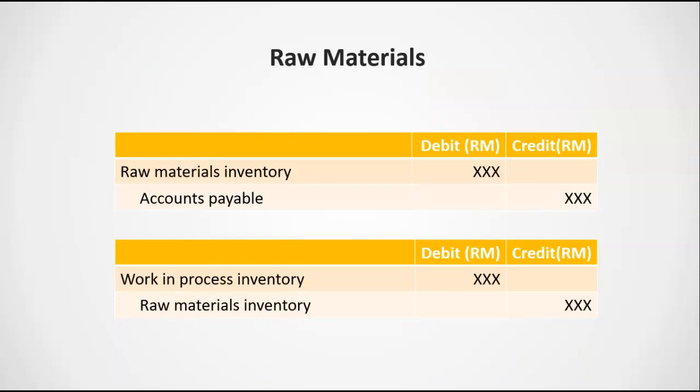Now let's look at the double entry recording. We start with raw material. So raw materials that were purchased by credit for production will be recorded in the raw material inventory account. So you debit raw material inventory account, credit accounts payable. Consequently, the raw materials that are used in production will be recorded in the work in process inventory account. You debit work in process inventory account and credit raw materials inventory account. At the end of the financial year, the balance in the raw material inventory account is reflected in the balance sheet under asset.